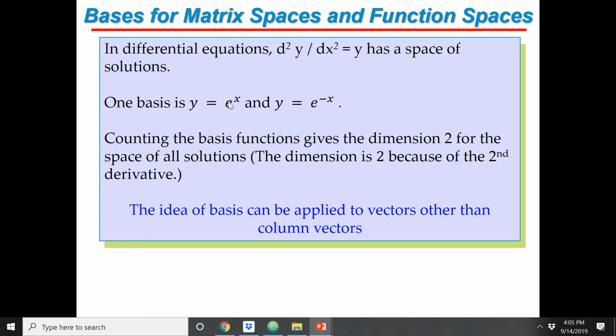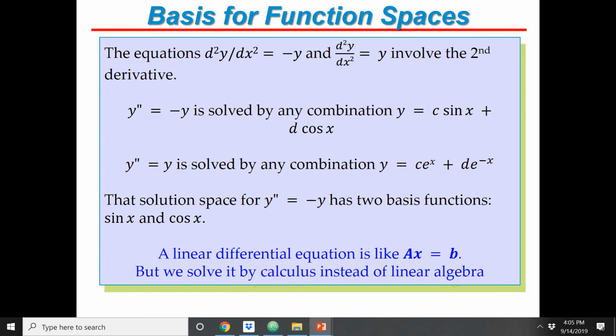There are two basis elements that are independent, and the number 2 has very much to do with the order of the differential equation, which in this case is equal to 2. Here is another differential equation: y second derivative equal to minus y, so the solutions are sines and cosines. So the space of solutions here, which is a function space, has a basis sine x and cosine x. Still two-dimensional because the order of the differential equation is 2.